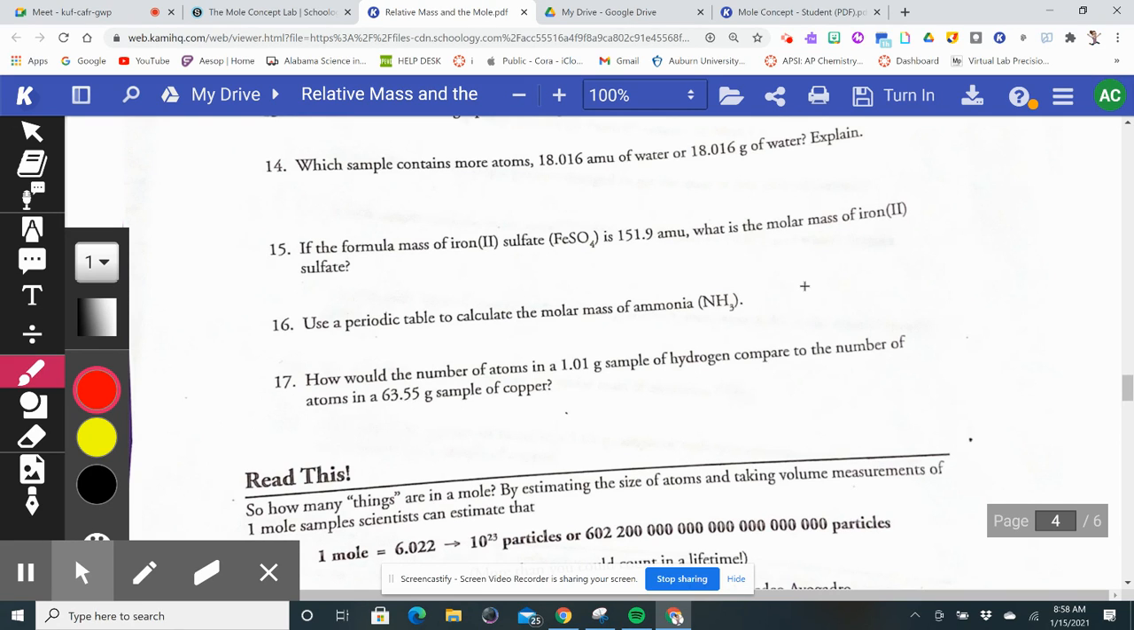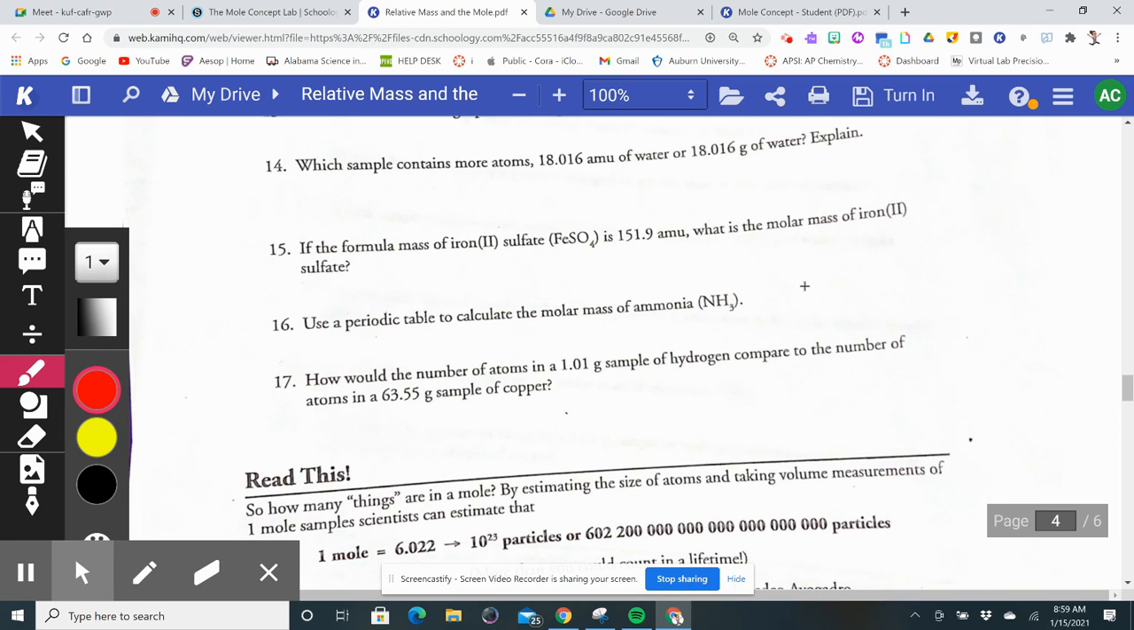So if that's the formula and the mass of that is 151.9 atomic mass units, that means we took the mass of iron, we took the mass of sulfur, and we took the mass of 4 oxygens and we added them all up, and that gives us 151.9. What is the molar mass of iron 2 sulfate? What is the mass of 1 mole of iron 2 sulfate? 151.9, exactly.